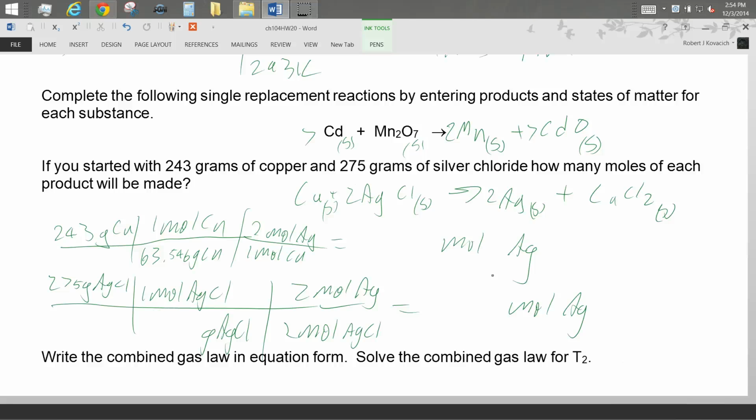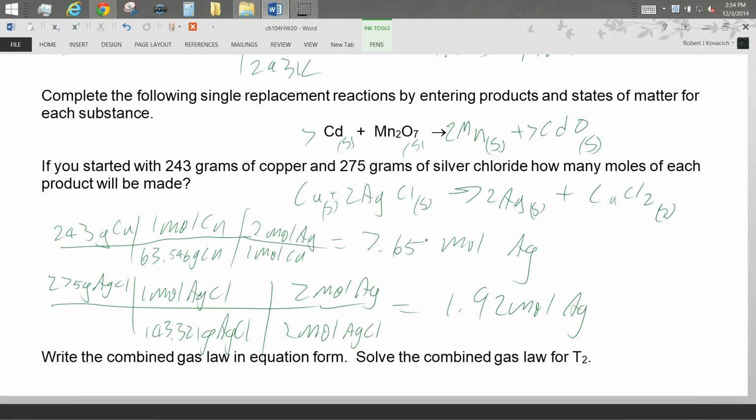107.8682 plus 35.453 equals, so I get 143.321. So I got 275 divided by that number, that's that. So I got 1.92 moles, and then I got 243 divided by 63.546 times 2 equals 7.65 moles. Okay, so the limiting reagent is silver chloride. We all okay with that?